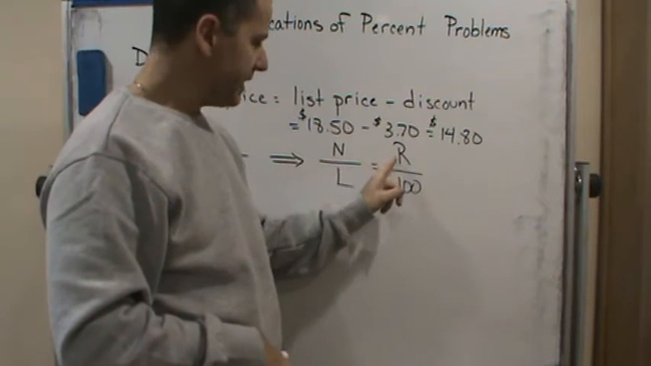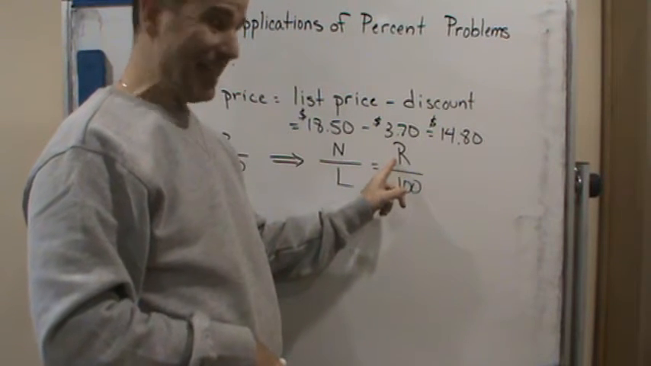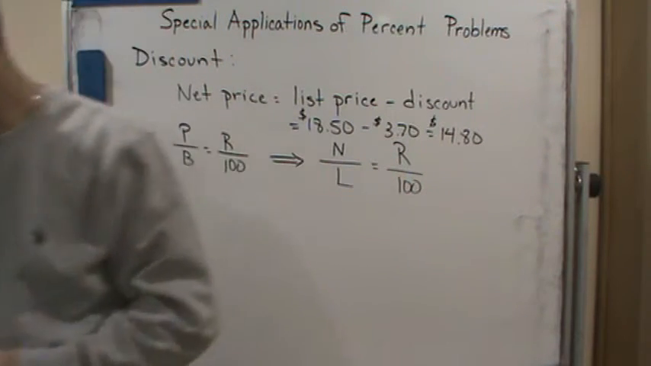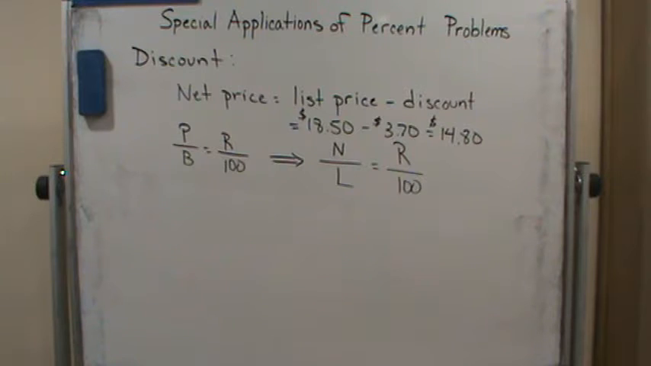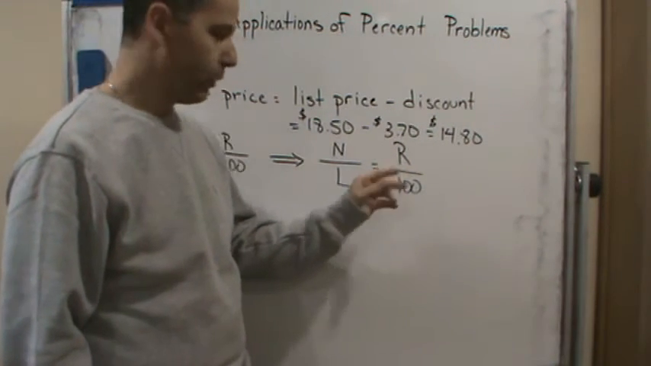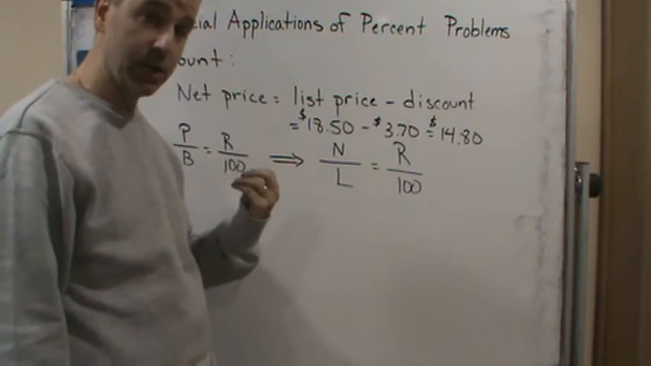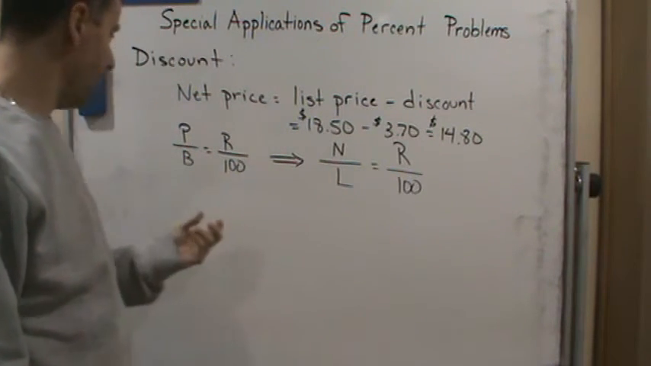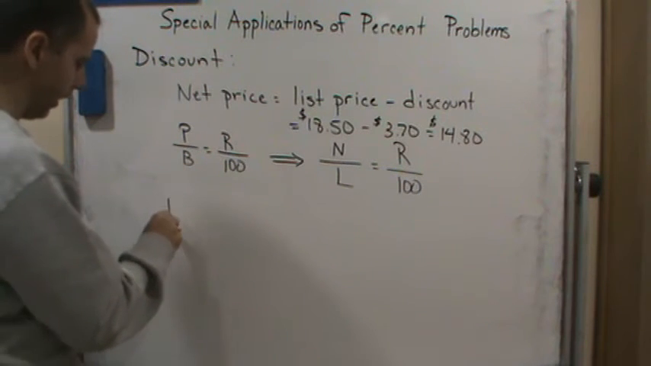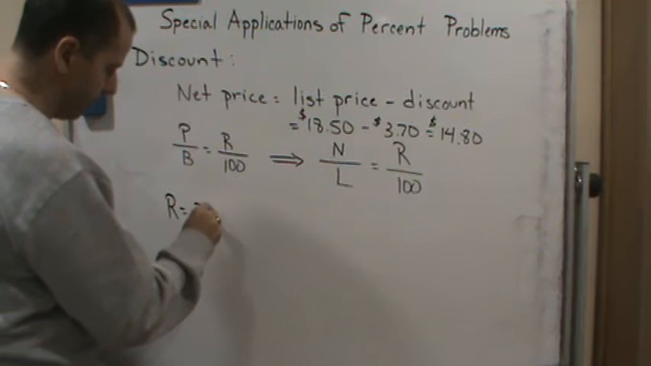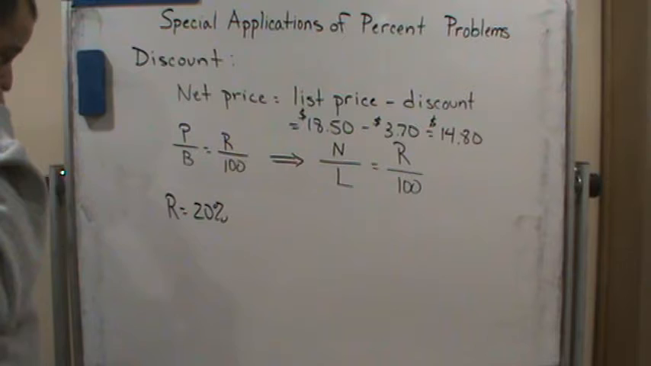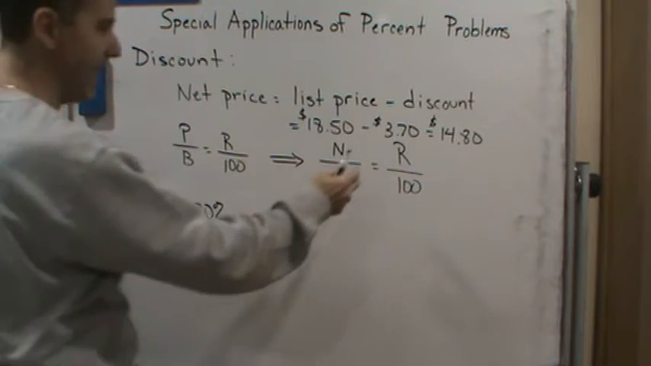So now this discount rate is not the discount rate, it's going to be the net rate, or what do they call the net price rate, which means that when we're talking about the discount rate, that's how much percentage they're taking off, 20%, 30%. So in this case, they're taking 20%, right? So the discount rate, R, is equal to 20% because they're taking 20% off the original price or the list price.